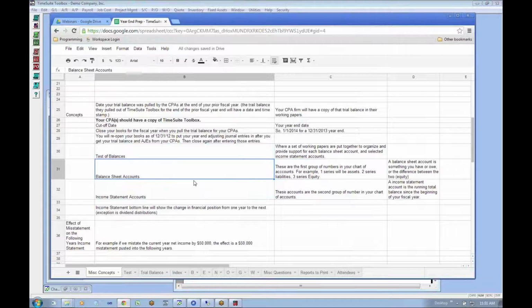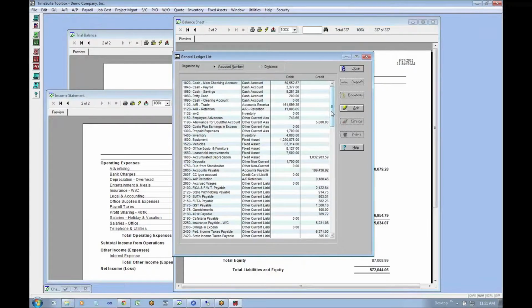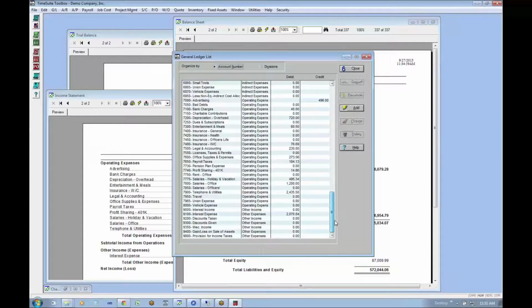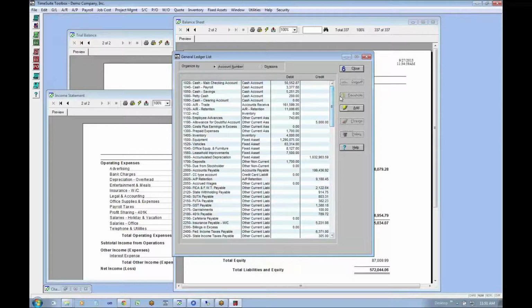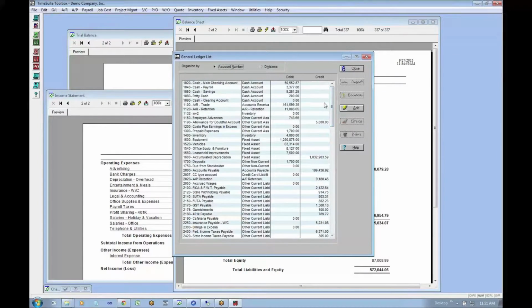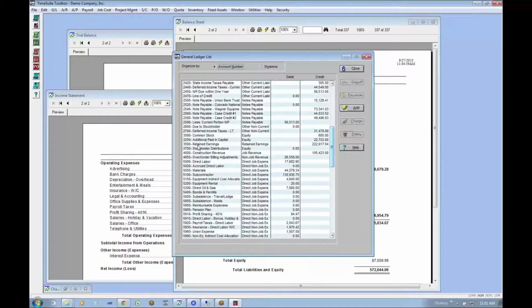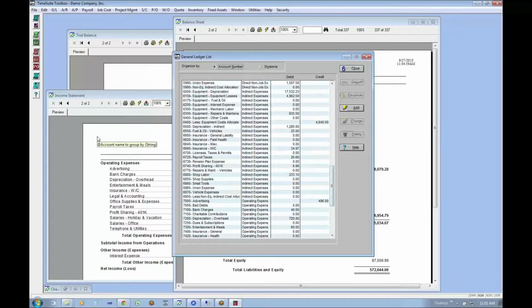So, balance sheet accounts. We'll talk about the chart of accounts now. Your general ledger, if we go GL, general ledger list, all these accounts are referred to, in accounting terms, as your chart of accounts. There are two primary categories in your chart of accounts: balance sheet accounts, which are your assets, your liabilities, and your equity. And then if you draw a line right underneath that, you get your income statement accounts, and that would be your revenue, direct cost, indirect cost, operating expenses, and so on and so forth.